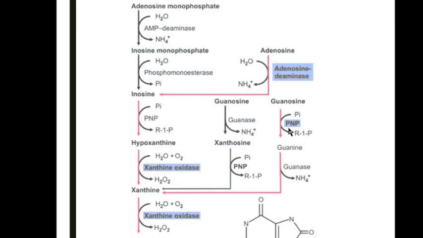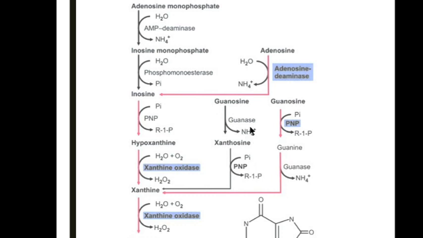Now let us look into the other purine nucleotides, that is guanosine. Guanosine undergoes cleavage with the help of an enzyme called guanase, and it gives rise to xanthosine. I told you how GMP is synthesized from IMP: IMP gives rise to xanthylic acid or xanthosine monophosphate, which further gives rise to GMP. Similarly, here it should be the reverse reaction: guanosine to xanthosine, xanthosine to xanthine.